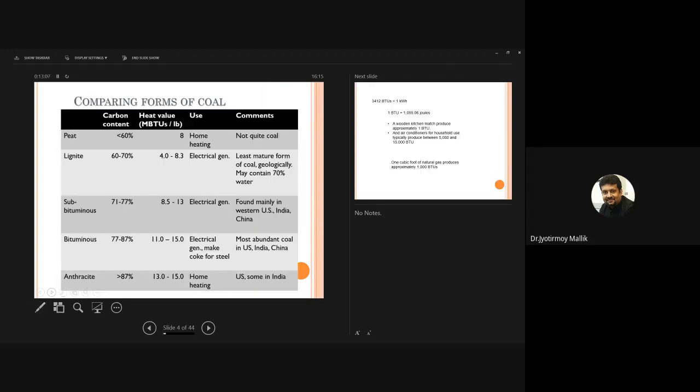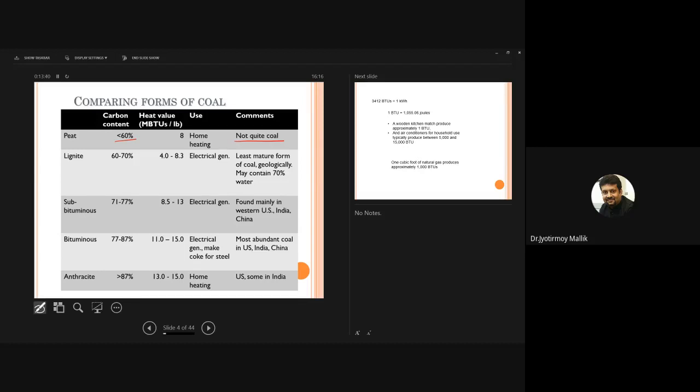Okay, now if we look into them in a little more detail. So peat, which is not quite coal, which is used mostly for home heating, contains less than 60% of carbon. The heat value of it is 8 mBtus per pound. BTU stands for British Thermal Unit per pound.